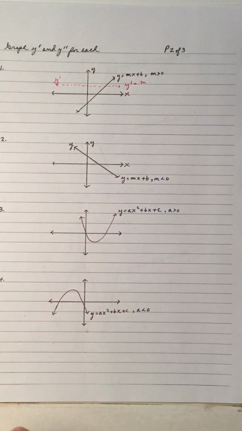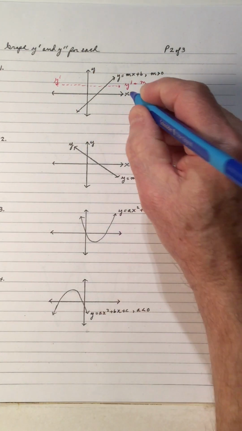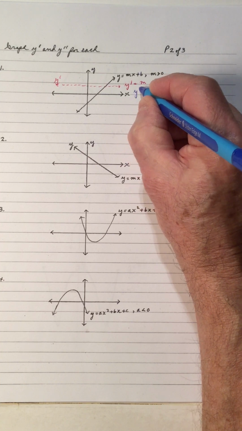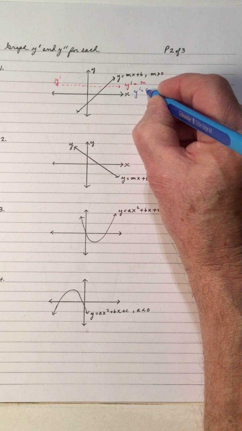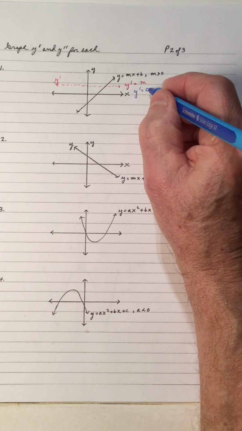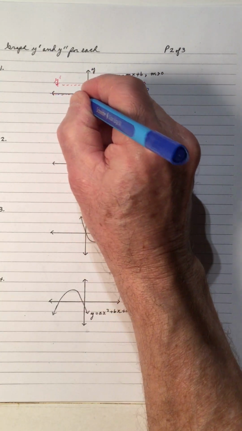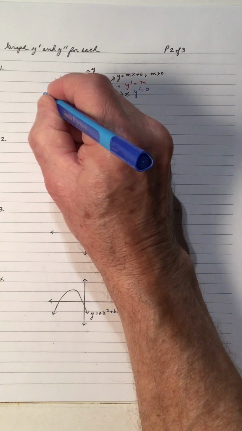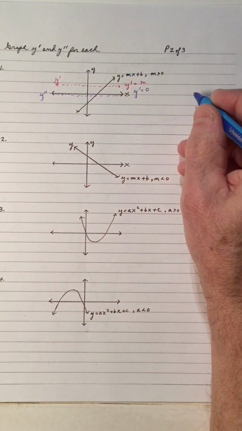And the derivative of y prime is y double prime, and the derivative of a constant is 0, so y equals 0. That's along this line right here. So this is y double prime.